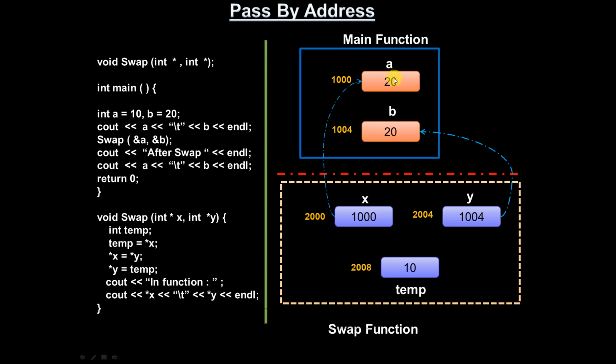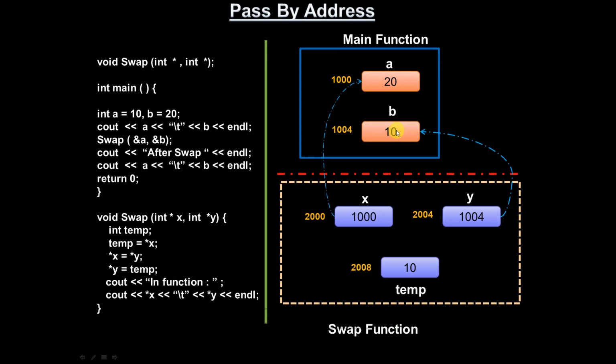So when you are doing dereferencing, star x equals star y means star y value is 20, that has to be copied to A, that is star x. Okay, so next, star y equals temp. Star y means the value present at 1004 memory location has to be copied with the value present in temp. What is the value present in temp? That is 10. So 10 has to be copied to the value present at 1004 location. So that is this place. This place, the value has to be modified from 20 to 10. Now the 10 is copied here.